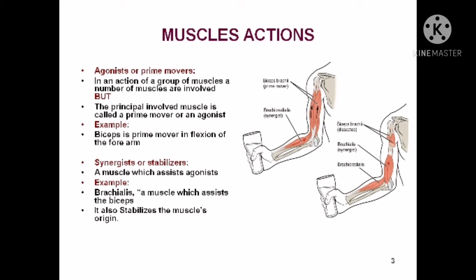Then the synergists. The synergists are muscles which assist the agonist muscles. The agonist muscle is the biceps brachii muscle. In this case, the synergist will be the brachialis muscle, which is also a flexor muscle of the forearm at the elbow. It is also called the stabilizer muscle. It stabilizes the muscles at its origin.